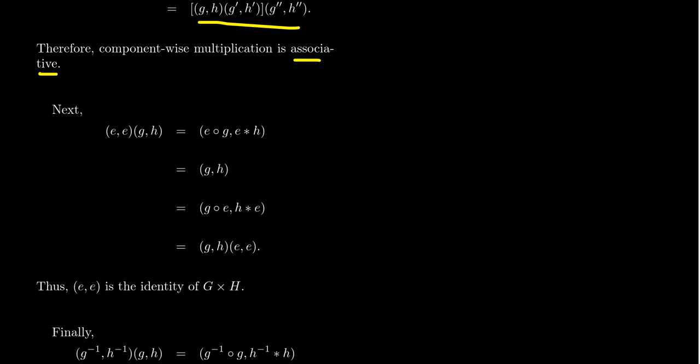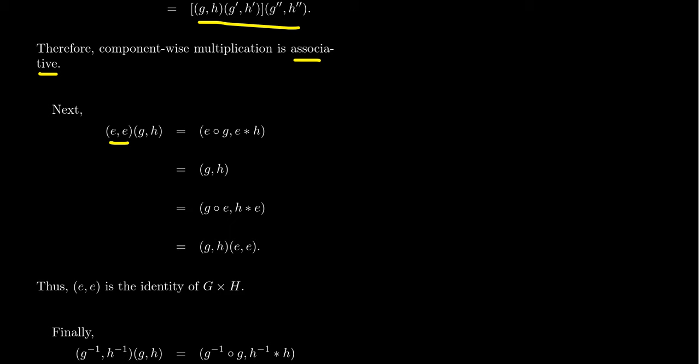What about identities? Well, we need a candidate for the identity. And that candidate is actually going to be the identity of G with the identity of H. So if you take G's identity as the first component and H's identity, which could be totally different things, I'm just going to call both of them e in this context, abusing some notation there.